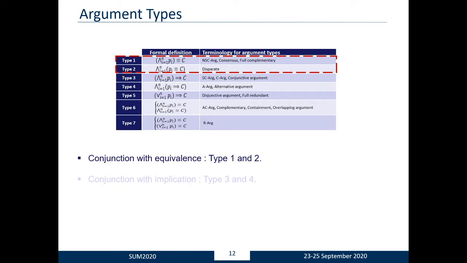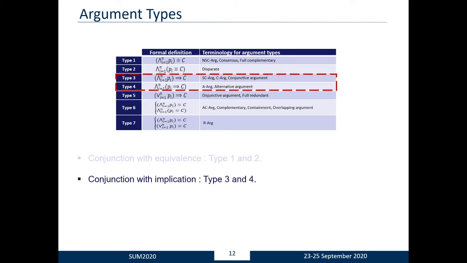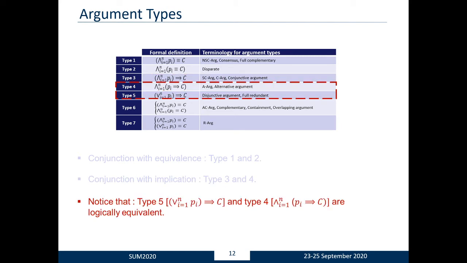We can notice from this table that we have two groups of argument types: arguments with conjunction and equivalence in type 2 and type 3, and conjunction with implication in type 3 and type 4. Notice that type 5 uses disjunction with implication, and type 5 is logically equivalent to type 4.